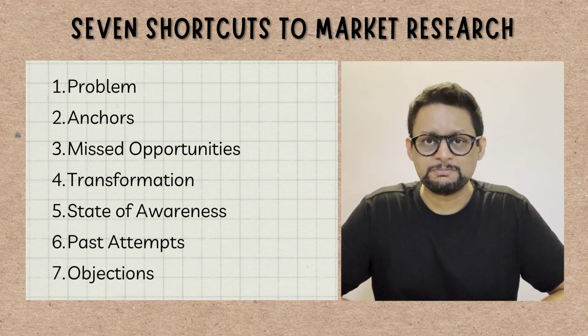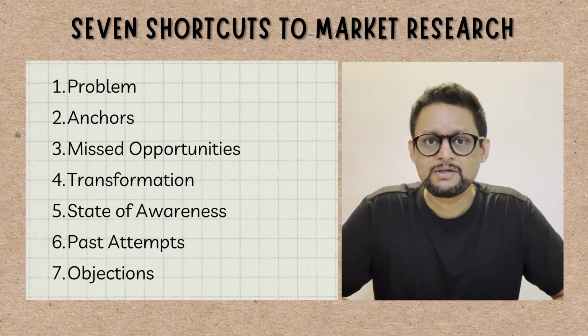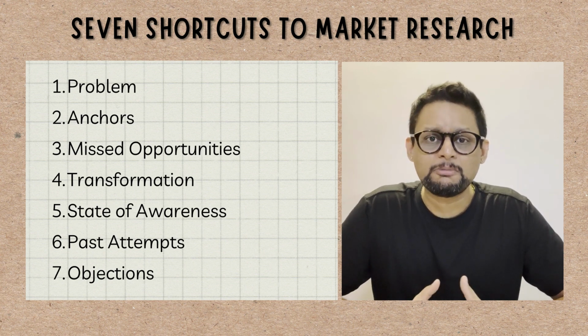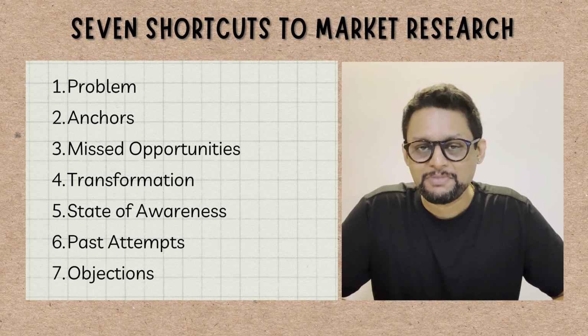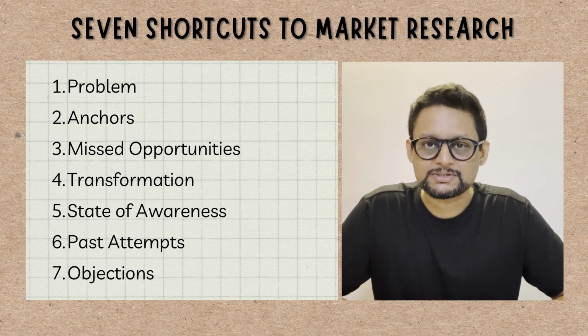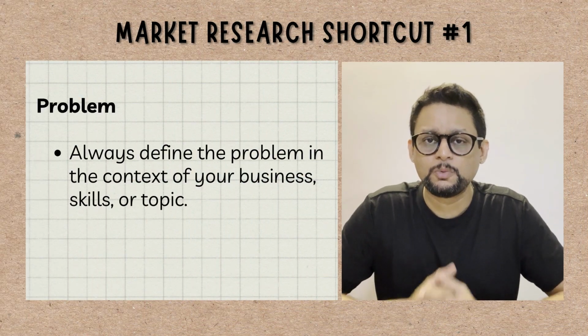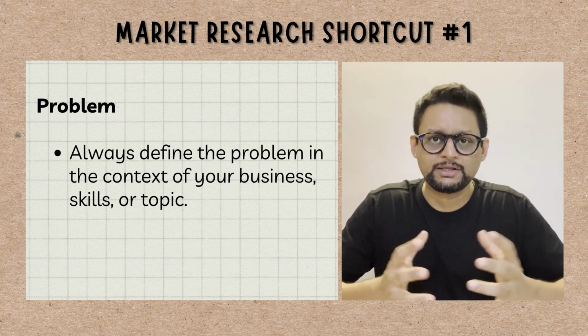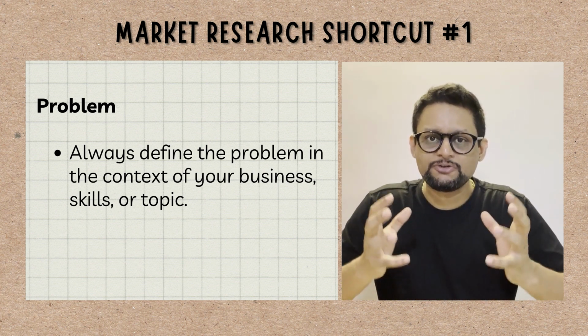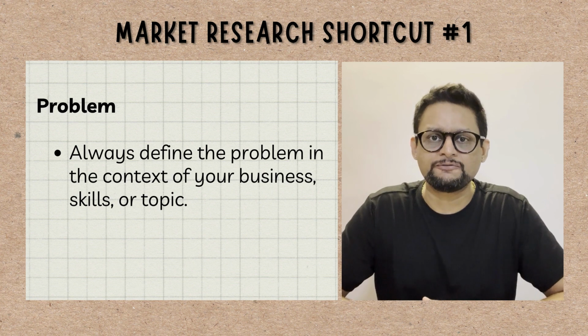First is the problem. Second is the anchor. Third, missed opportunities. Number 4, transformation. Number 5, the state of awareness. And number 6, past attempts. And finally, number 7, objections. Let's take a look at each one of them a little closely. First is the problem. What is the exact problem that your customers are going through, that your market is facing? Try to define this problem in the context of your business.